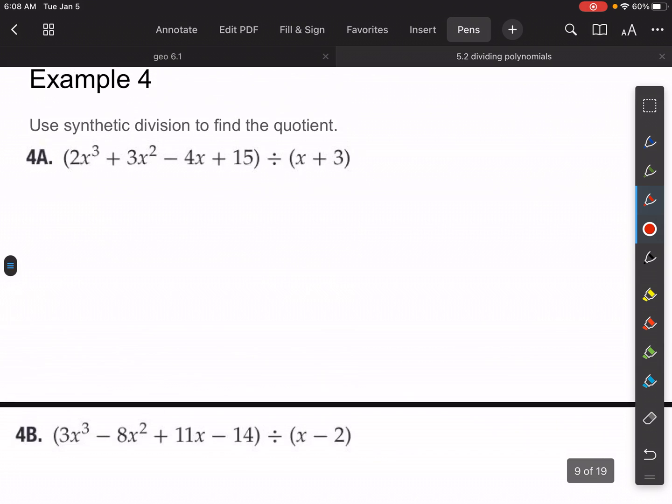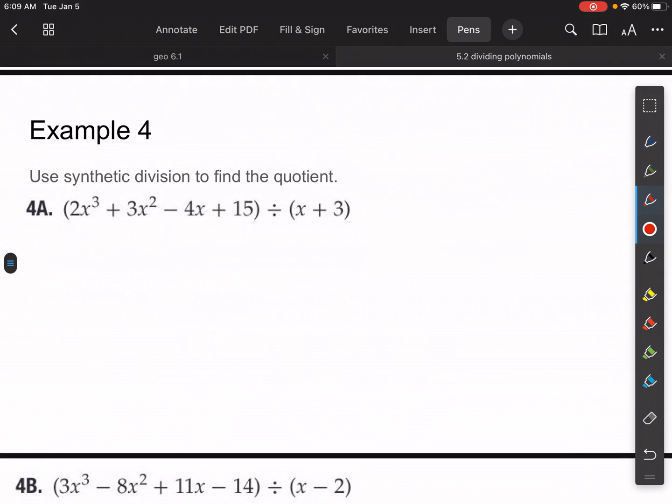So let's take a look at 4a. Okay, what makes our divisor go to 0 is negative 3. So I'm going to write that in the little box. Okay, and again, I encourage you to follow along and do these in your notes and just get the process down. Okay, so here we have a 2 in the x to the third, and then we have a 3x squared, and we have a negative 4, and we have a 15. We have a placeholder for everything, so we're good.